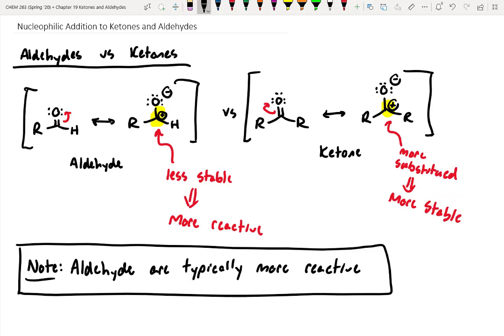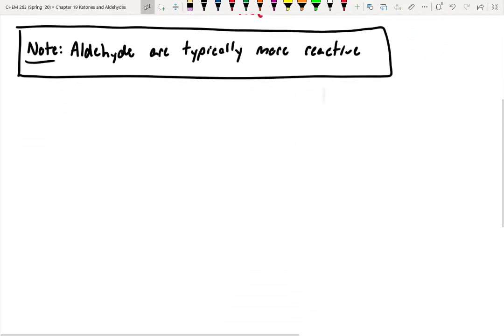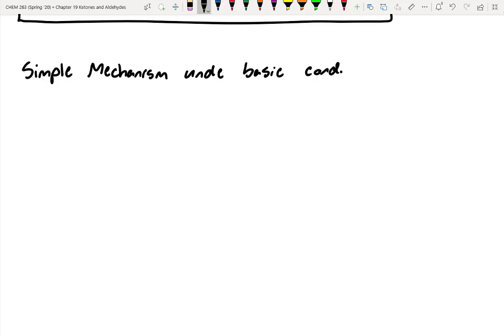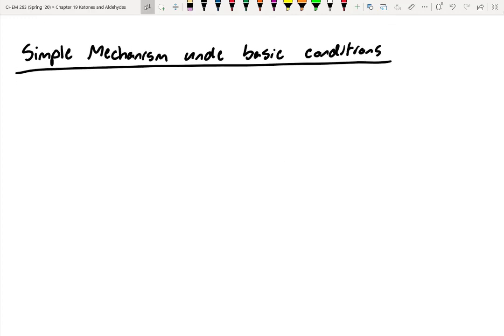All right, so if the highlighted carbons are electrophilic, that means we could have some sort of nucleophile attack into them, creating an intermediate. So let's take a look at a simple mechanism where a nucleophile can attack one of those carbons. And we're going to start off with a simple basic mechanism. And I'm just going to write under basic conditions, meaning not acidic. All right, and this is going to be pretty straightforward.